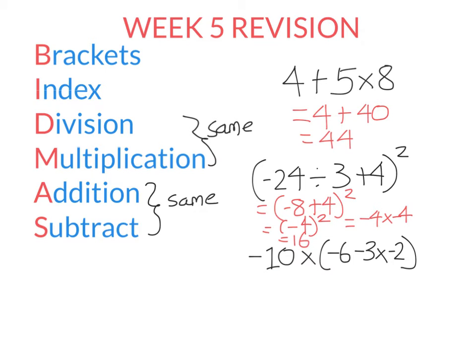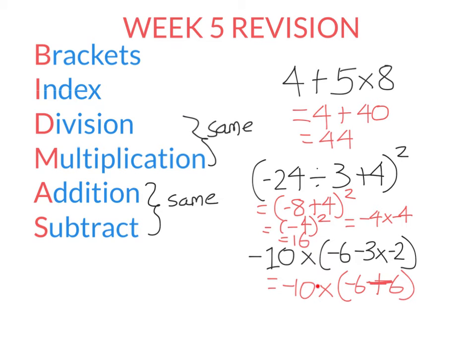So again, we've got a few operations. So I have a couple of multiplications here, and I have a subtraction. I'm going to do everything in the brackets first. So I'm going to leave the minus 10 alone, and I'm going to do the brackets. So here I have 3 times minus 2. I'm going to do that first. So leave the minus 6 alone. So now I do 3 times minus 2 is negative 6. I have minus 6, subtract negative 6. But remember, 2 negatives next to each other make a positive.